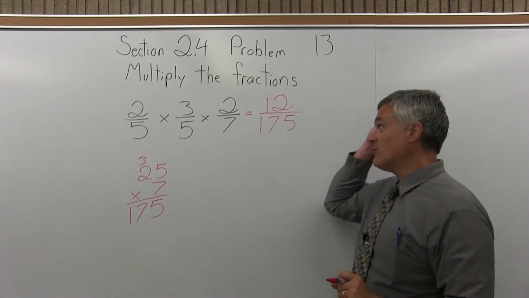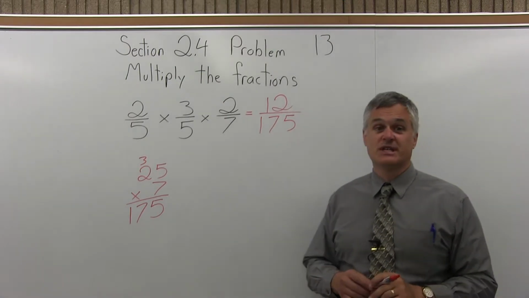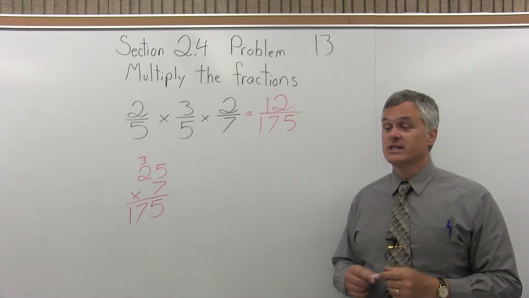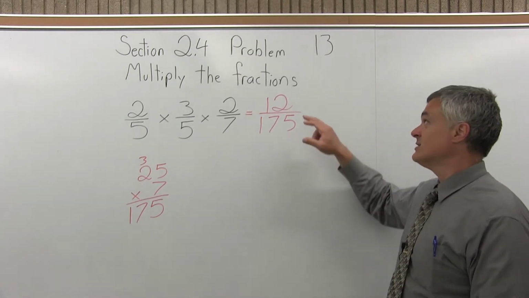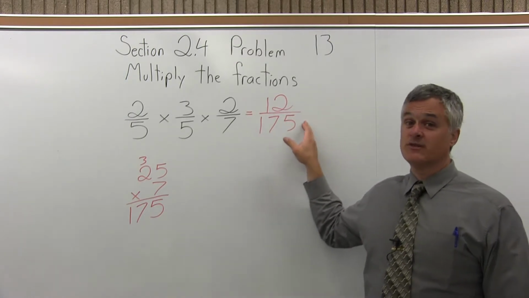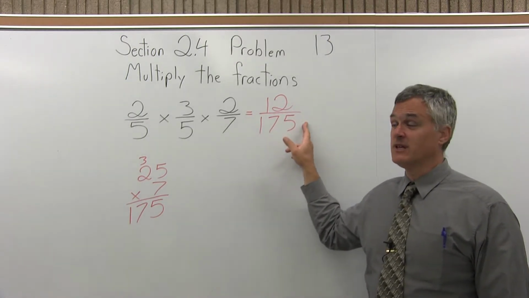So now 12 over 175, does that reduce? The answer is no. That's a little tougher to see. So what divides into 12? 2 will go into 12. It will not go into 175 because 175 is not even.